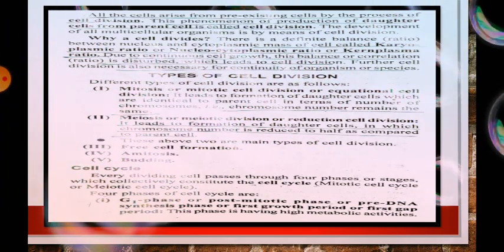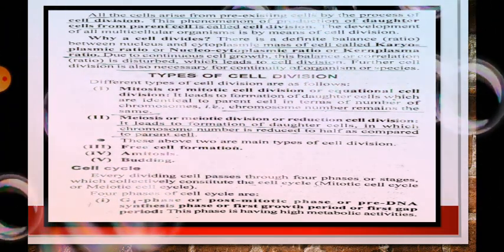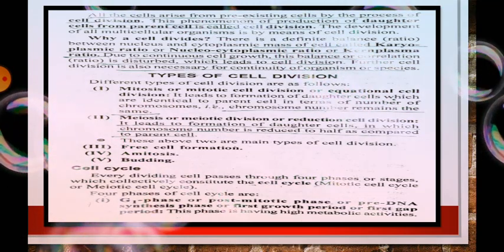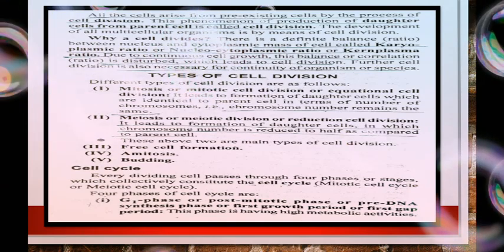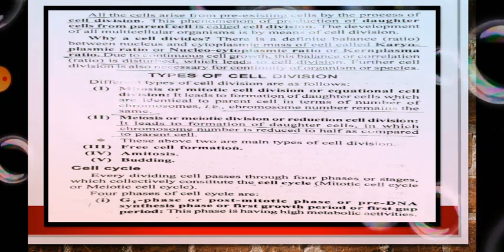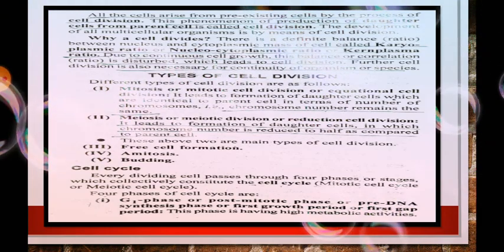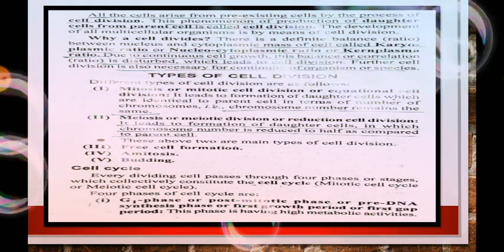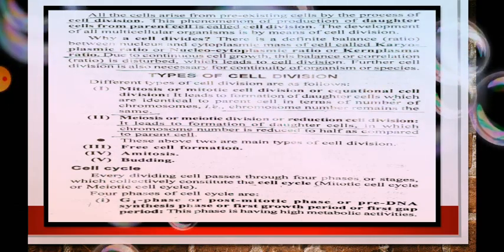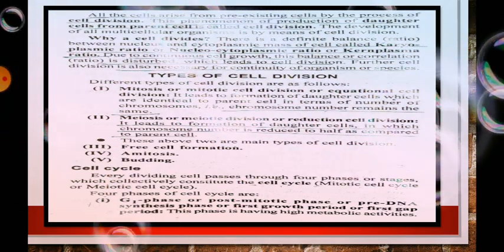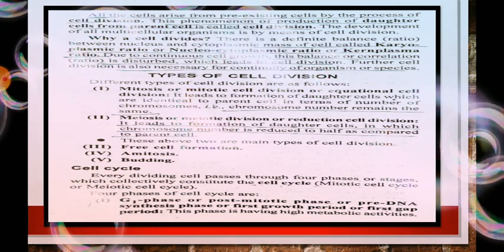This phenomenon of the production of daughter cells: the pre-existing cell is known as the parent cell, and the new cells derived from it are known as the daughter cells. So what is cell division? It means the production of daughter cells from the parental cell, and this process is known as cell division.